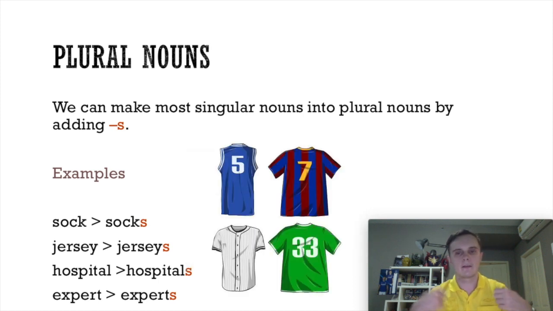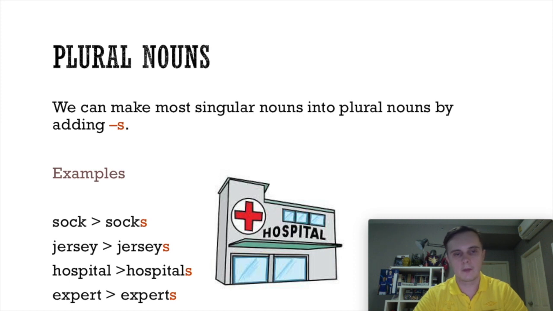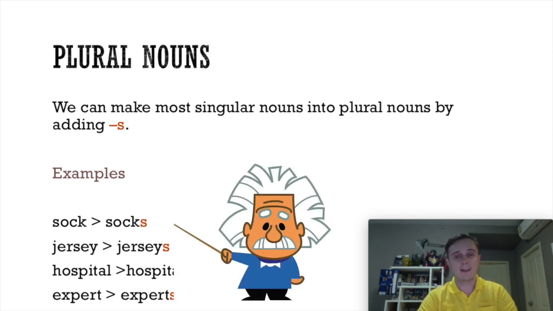Jersey, like a t-shirt that you wear for playing sport. One jersey, we just say jersey. More than one, we say jerseys. Hospital, again, if there's more than one hospital, we add S to make it plural, hospitals. And expert, hope you know what expert means. An expert is someone who knows lots and lots about a subject or a topic. So I like to think that I am an expert in English. So to make expert plural, we add S, experts.